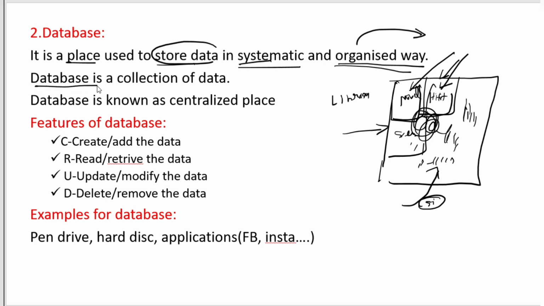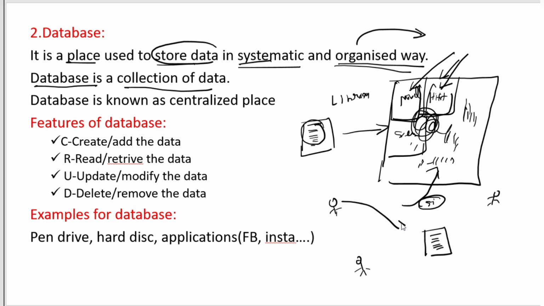What do you mean by database? Database is a collection of data. A database contains multiple data, not only a single data. It's a collection of data. Database is also known as a centralized place. Why do we call this a centralized place? Because the database is present in a single place, while the users may be in different places. So all the users from different places can access the data present in a single place. That's why a database is called a centralized place.